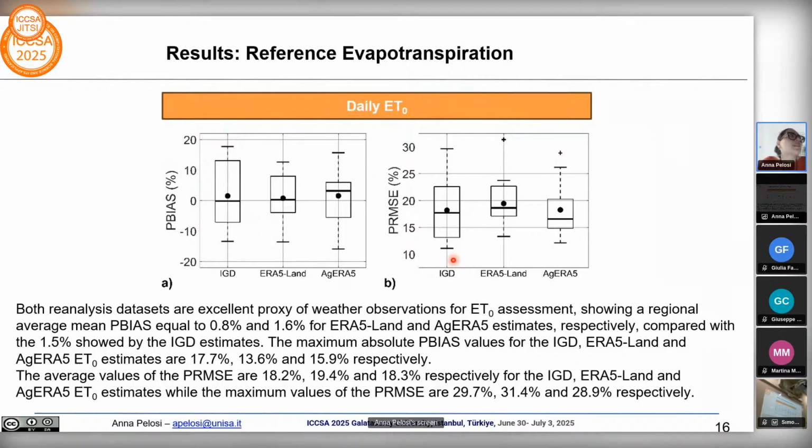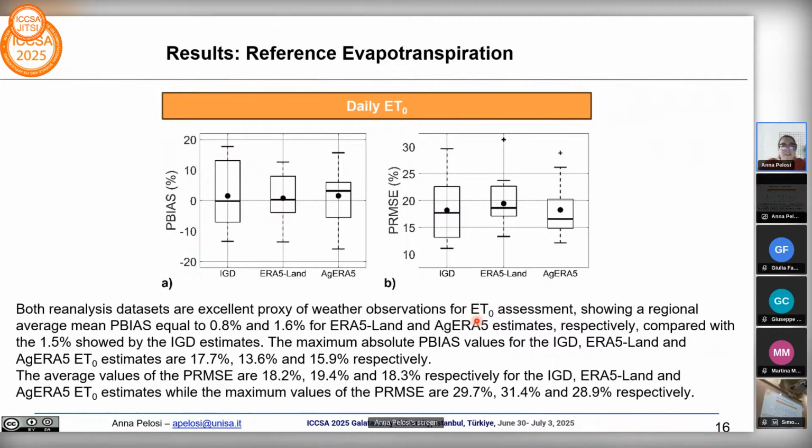This is a great result, I think, because the use of this type of data, gridded data like reanalysis, instead of ground-based weather interpolation, brings a lot of benefits, because those data are freely accessible. Those data are very useful in the communication with other kinds of data.